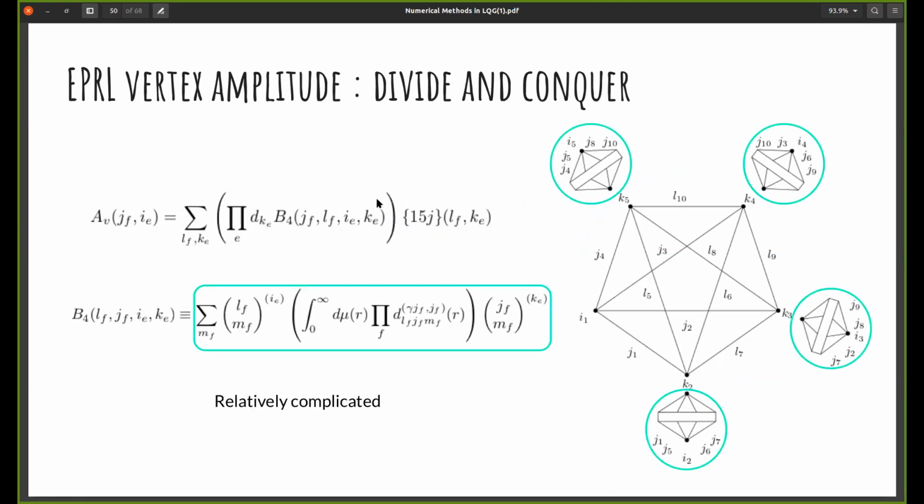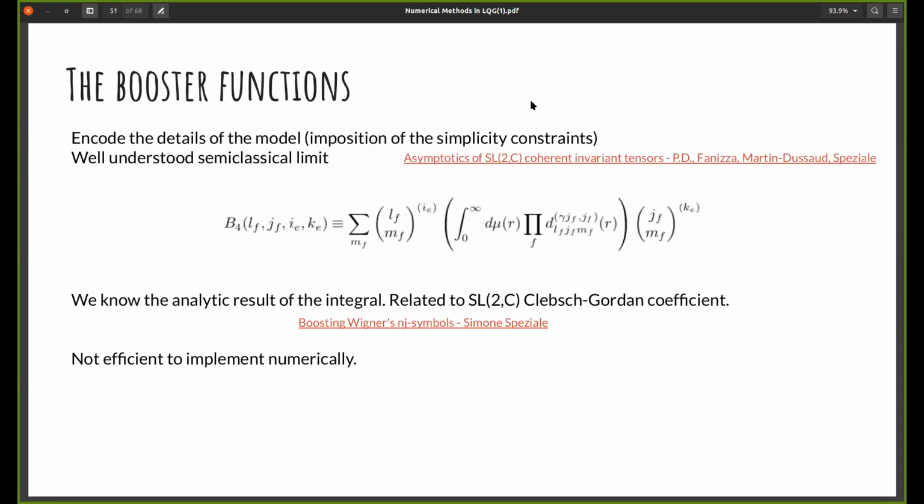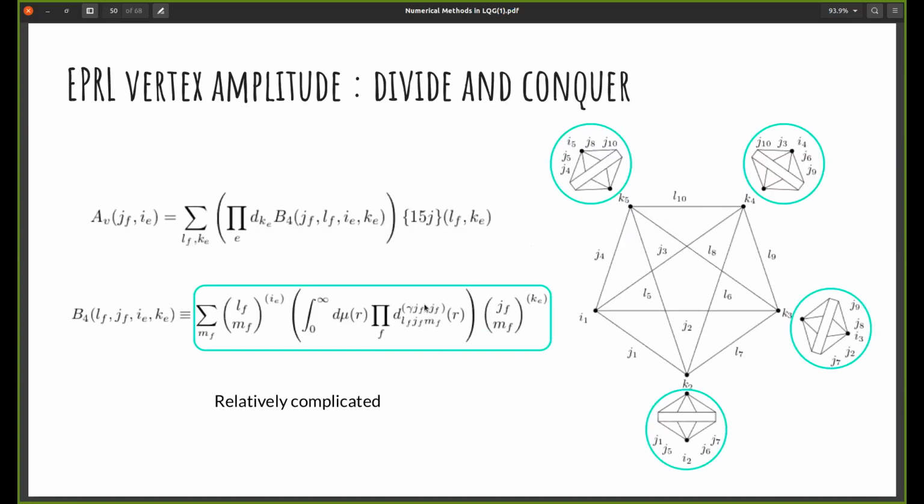The slightly less easy part is computing the booster functions. So these bubbles here. It's not that difficult now, but it still takes a little bit of work. Notice that the booster functions are quite important because they encode the details of the models. For example, they encode exactly the imposition of the simplicity constraint. Notice that the Barbero-Immirzi parameter, the one entering and playing a central role in the linear simplicity constraints that are at the base of the definition of the model, just enters in this function here and nowhere else. So these objects are very important.